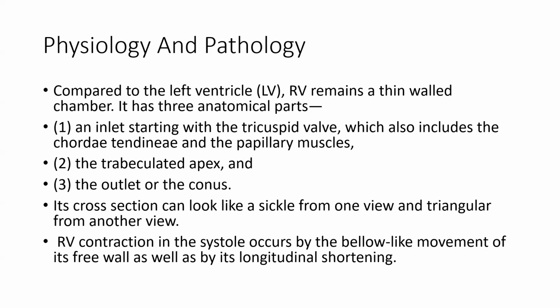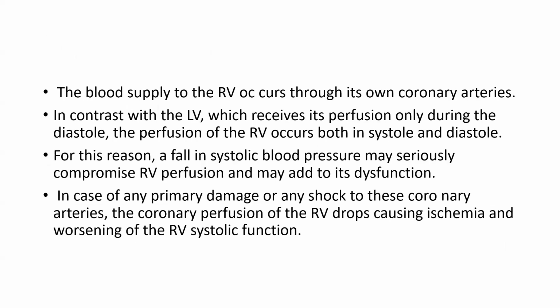RV contraction in systole occurs by bellow-like movement of the free wall as well as by its longitudinal shortening. Blood supply to the RV occurs through its own coronary artery. In contrast to the left ventricle, which receives its perfusion only during diastole, the perfusion of the right ventricle occurs both in systole and diastole. For this reason, a fall in the systolic blood pressure may seriously compromise RV perfusion and may add to its dysfunction.